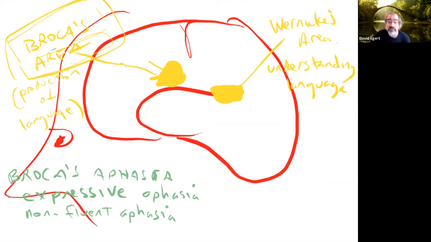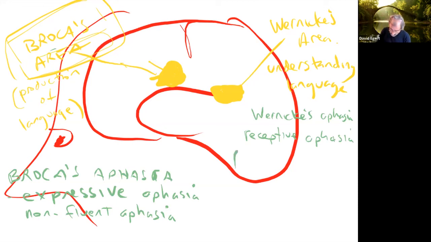So when people have Wernicke's aphasia, the problem isn't making words, it's understanding what words mean. So sometimes they call it receptive aphasia, because you are not receiving the information. You can't let it in, figure out what the meaning is.